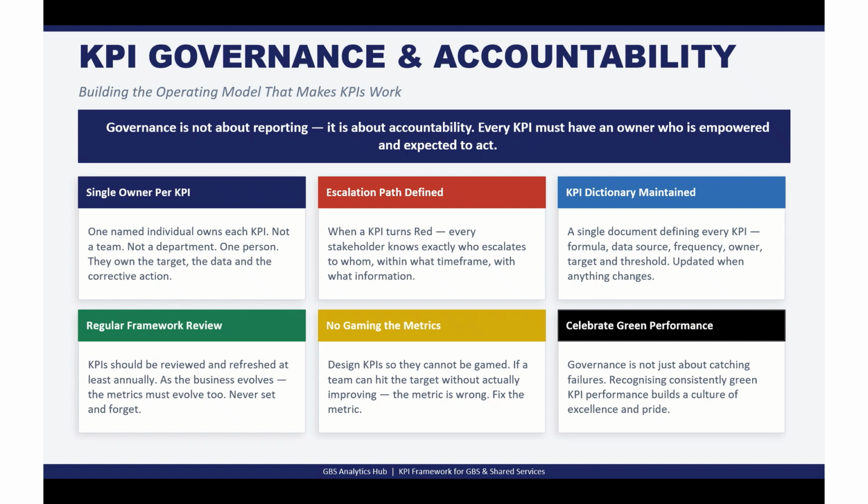Four, regular framework review. KPIs should be reviewed and refreshed at least annually. As the business evolves, the metrics must evolve too. Never set and forget. Five, no gaming the metrics. Design KPIs so they cannot be gamed. If a team can hit the target without actually improving, the metric is wrong. Fix the metric, not the team.